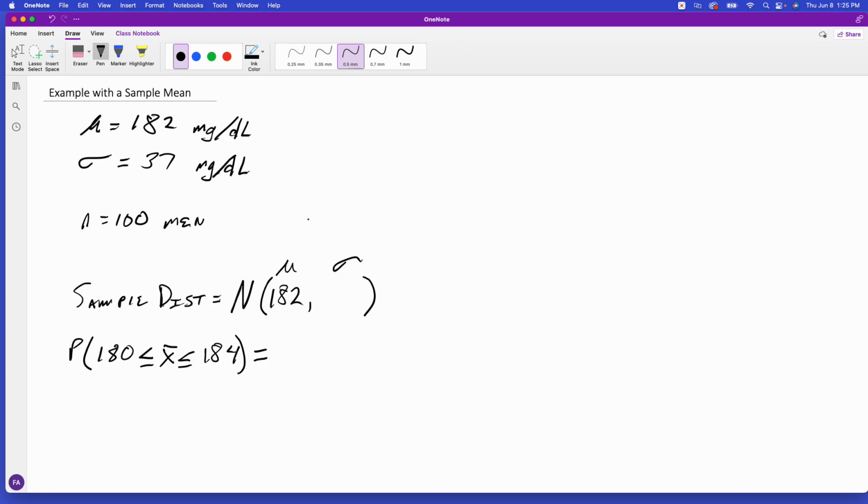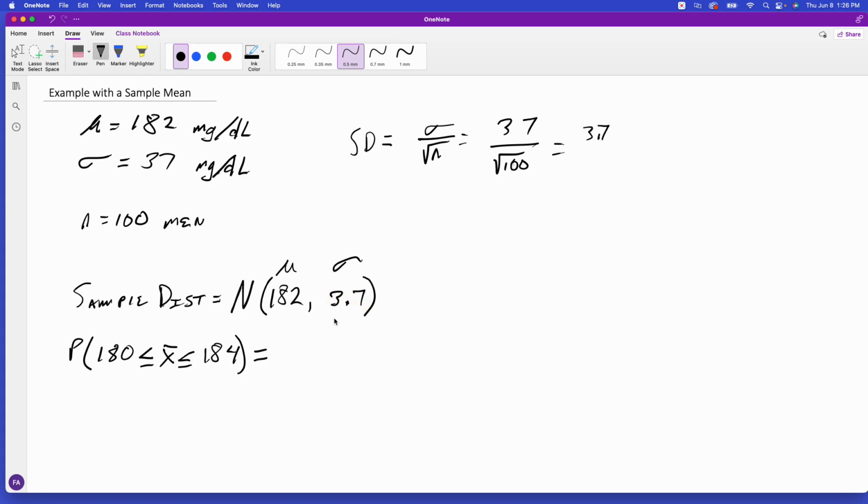Is it 37? No. What we need to do is this approximation that we were just talking about, where the standard deviation was equal to this other value over the square root of n, right? So we're going to do 37 divided by the square root of 100, which gives us 3.7 as our standard deviation for this. You see how much that reduced it.